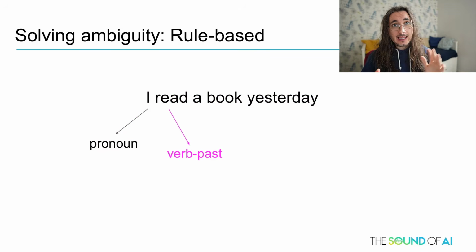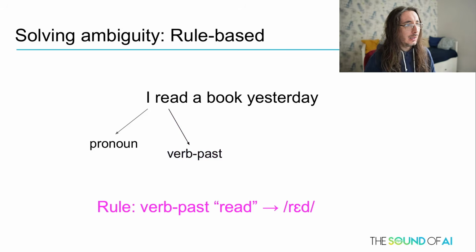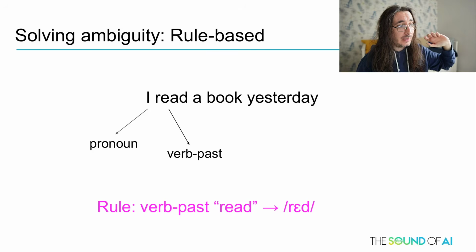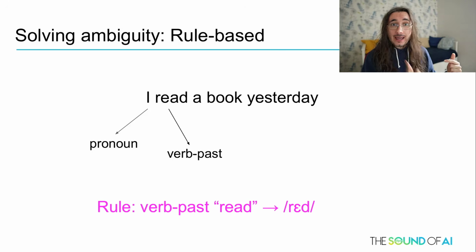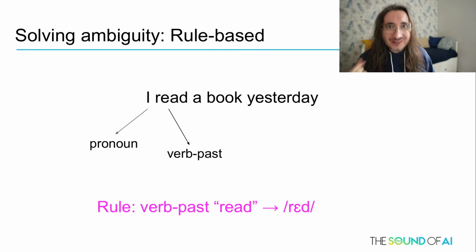Read is a verb in the past tense, and you can move on and on, but I'm just going to stop here. So we do a grammatical part of speech analysis of the sentence, and once we get the part of speech, we could have a rule that says if read is in its past tense, then the actual pronunciation, the phonetic transcription, is "red", not "reed", okay?